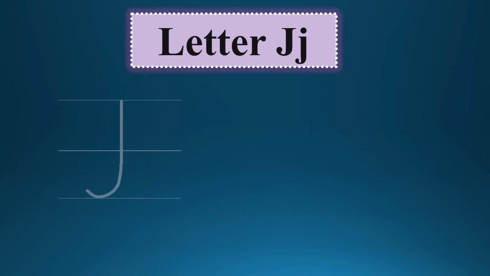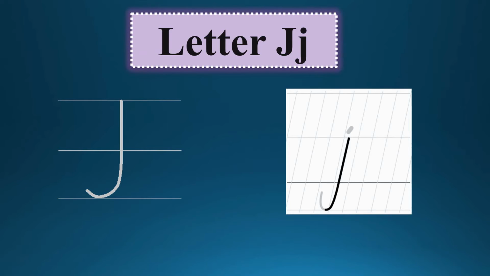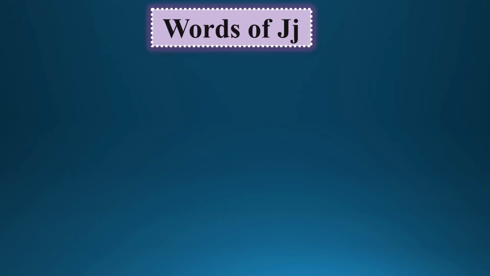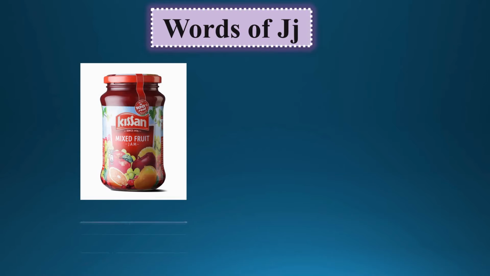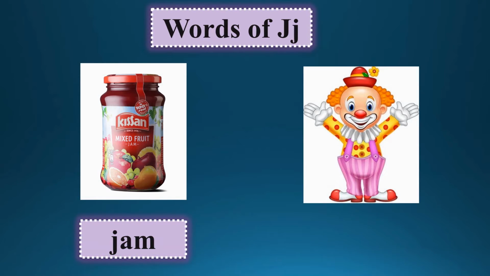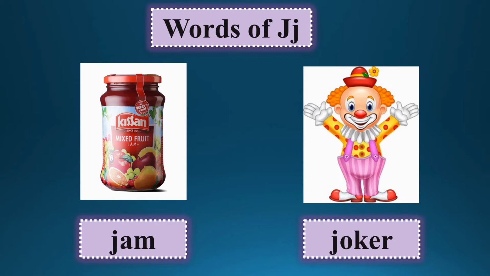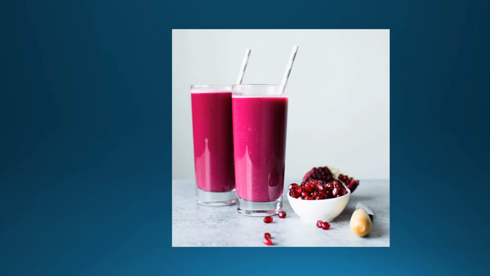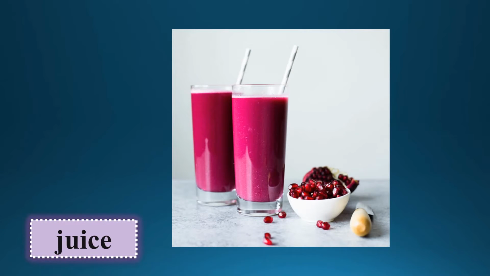Children, here is letter J. Capital letter J and besides small letter J. This is the way we write the letter and its sound is J, J, J. Repeat with me, J, J, J. Let's see the sound of the letter J in the words. J, jam. J, joker. J, juice.